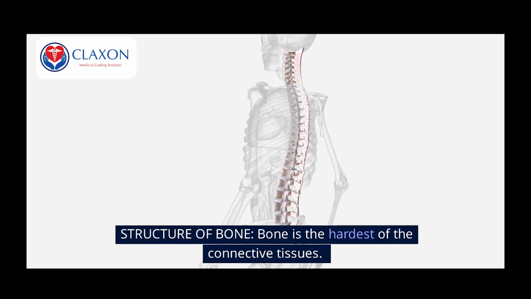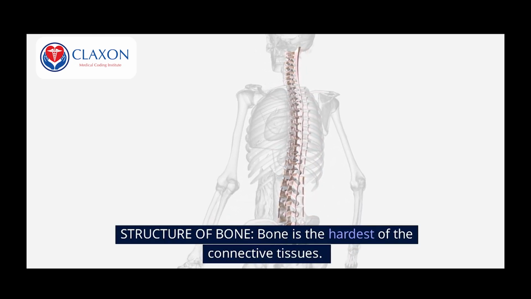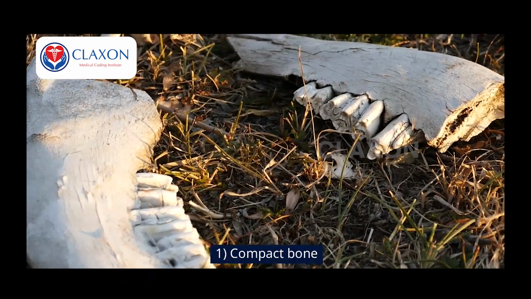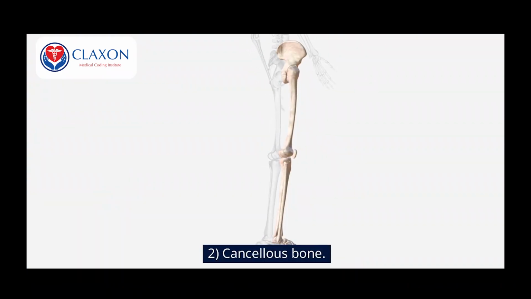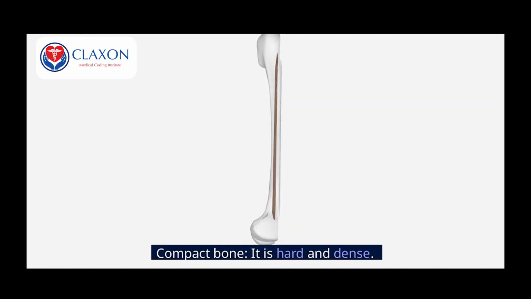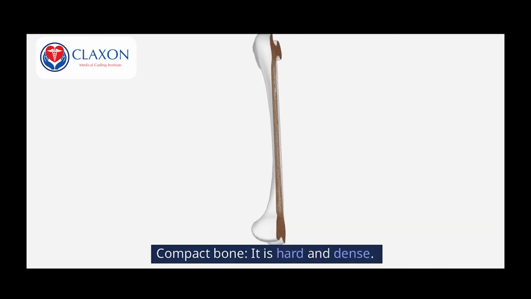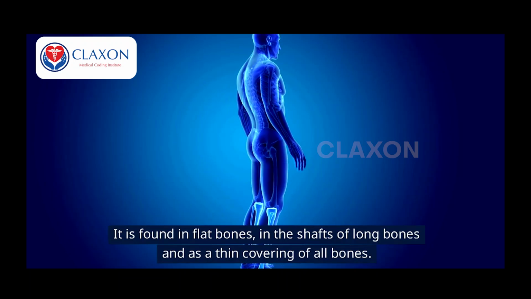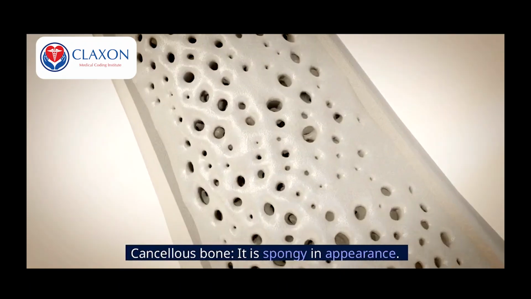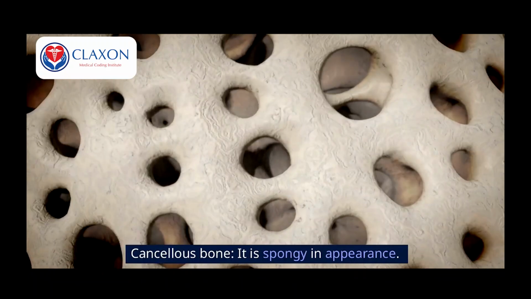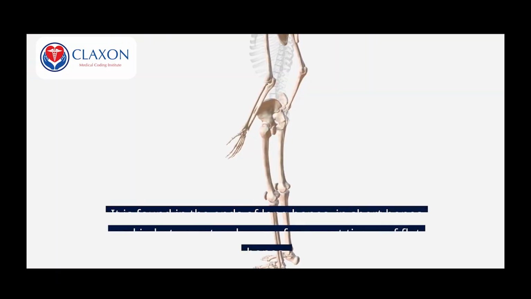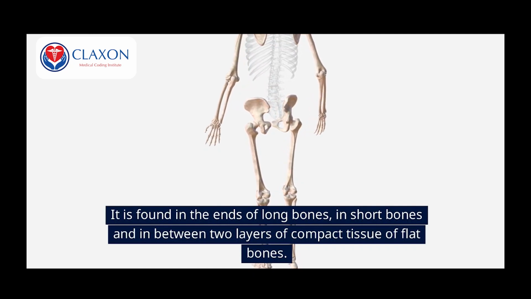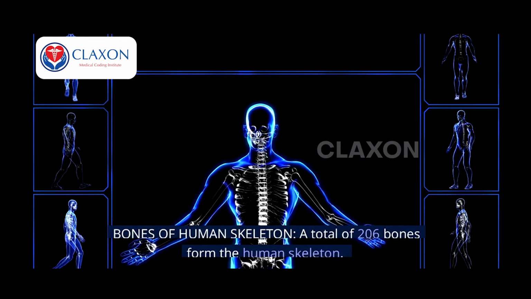Structure of bone. Bone is the hardest of the connective tissues. It consists of two kinds of connective tissues: 1. Compact bone. 2. Cancellous bone. Compact bone is hard and dense. It is found in flat bones, in the shafts of long bones, and as a thin covering of all bones. Cancellous bone is spongy in appearance. It is found in the ends of long bones, in short bones, and in between two layers of compact tissue of flat bones.